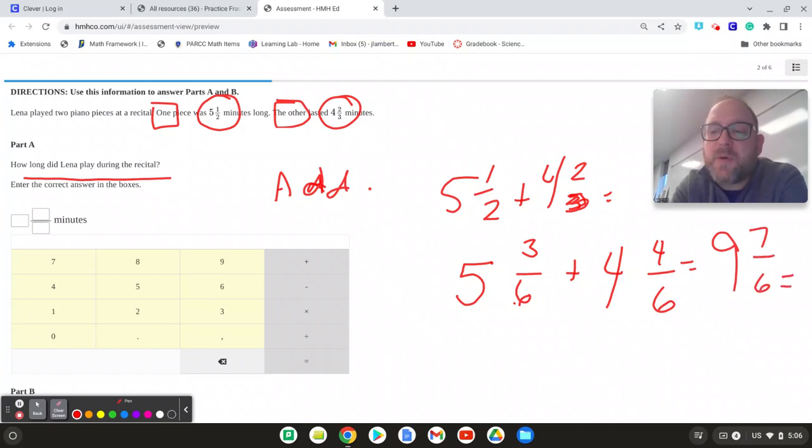6, 9, and 7, 6, or that's 10 and 1/6, because we can take one whole group of 6 out to make my other number to get 10. So 10 and 1/6 minutes would be your correct answer using addition.